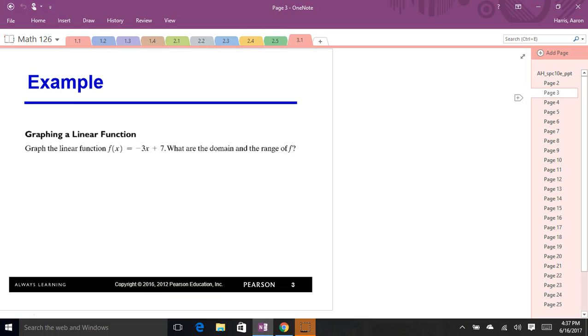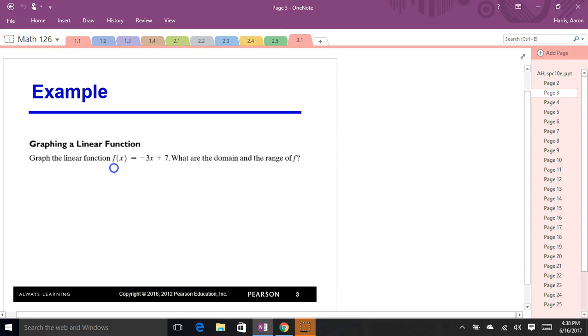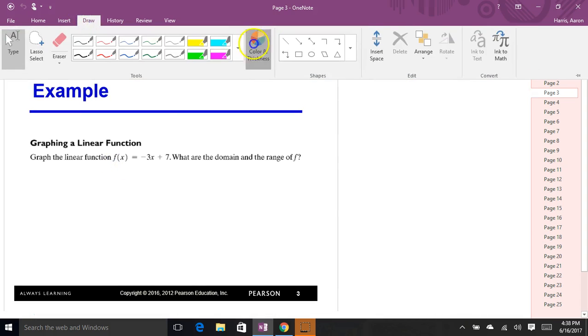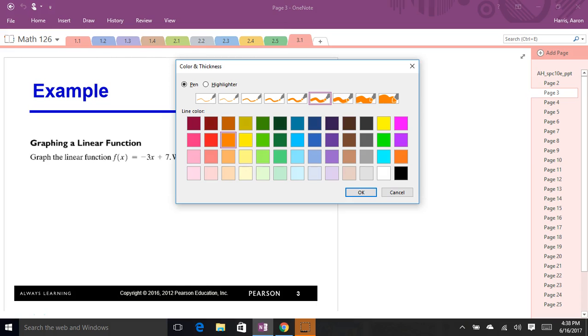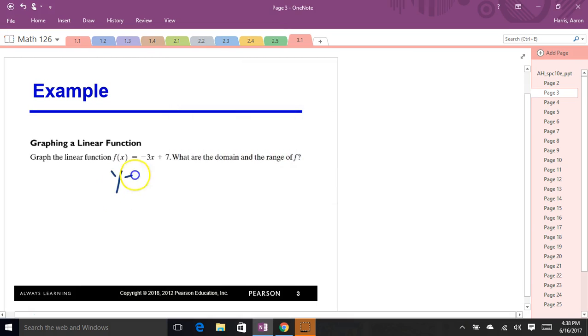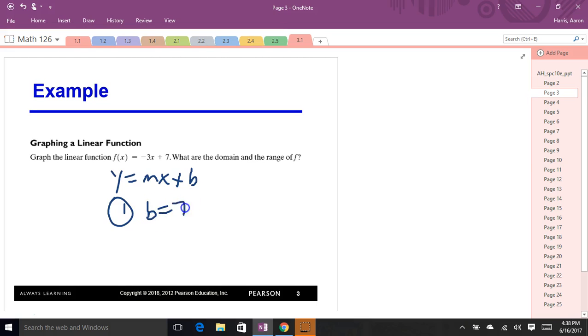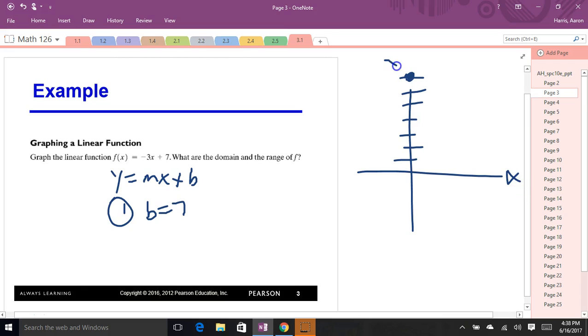For example, what if we were graphing this linear function? Again, you want to think about y equals mx plus b. Notice, first of all, your b, your y-intercept, is 7. That would be the first thing you put on your graph, where it crosses the y-axis. It's 7. That's where it crosses your y-axis.